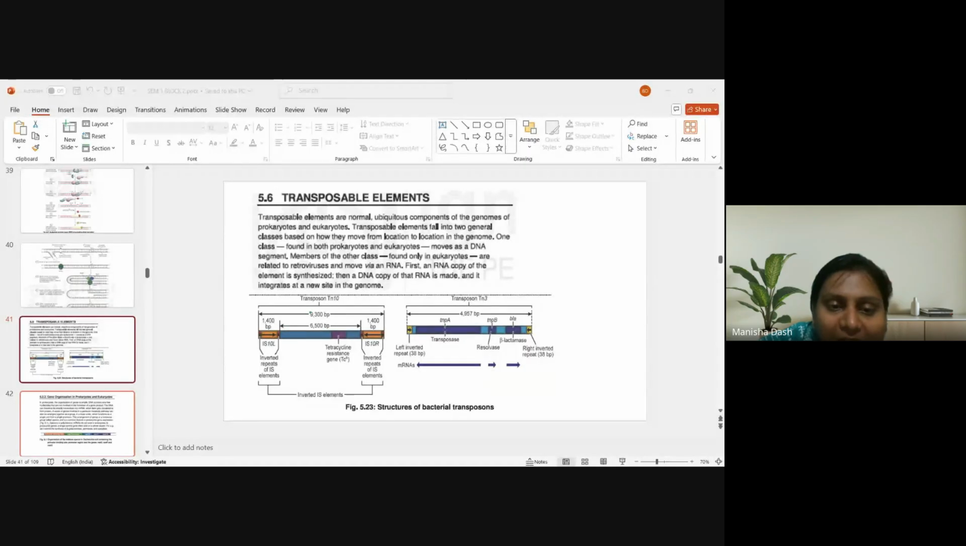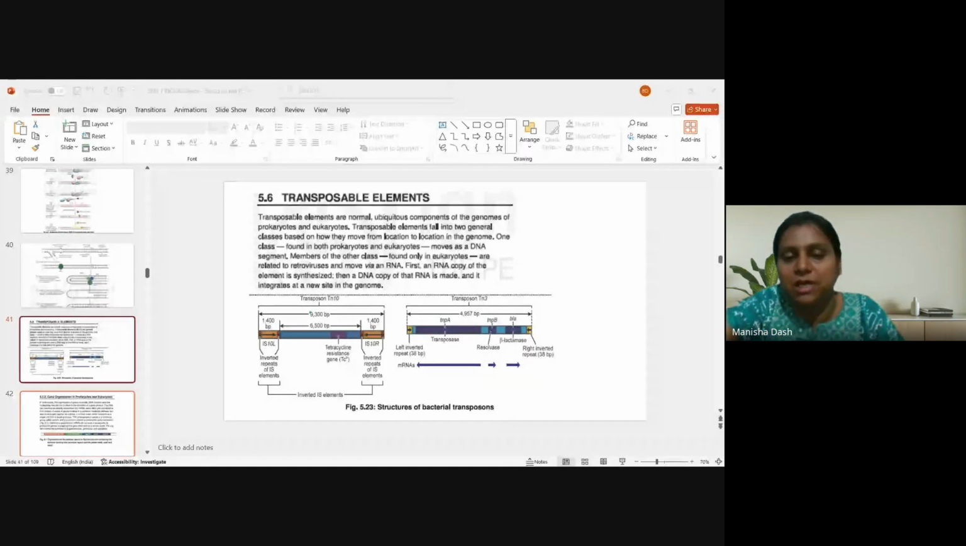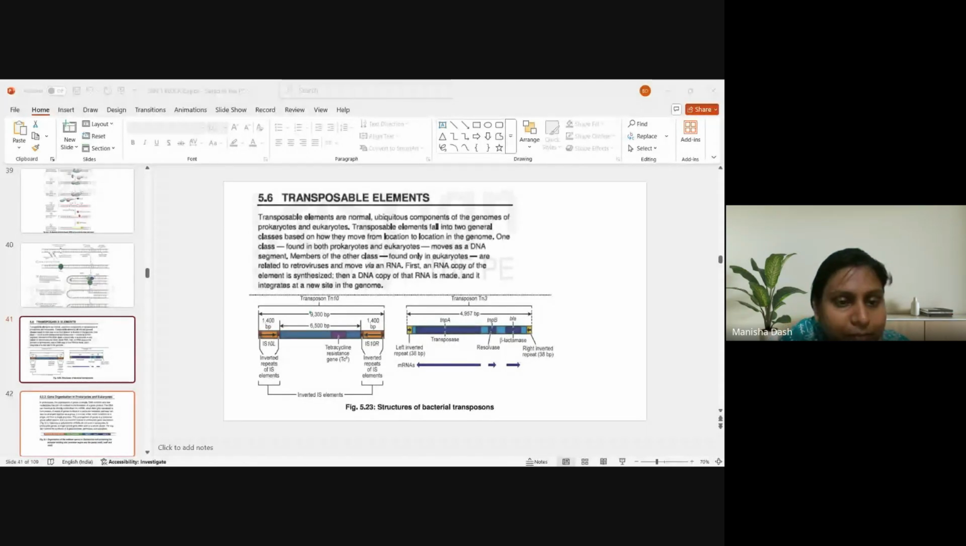So next comes the transposable elements. Transposable elements are also called jumping genes. They have a tendency to move within the genome. They can move in two ways. There are actually two types of transposable elements. One is called the DNA transposon, the other one is called the RNA transposon or retrotransposon.